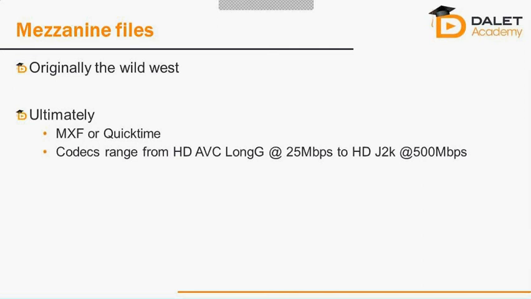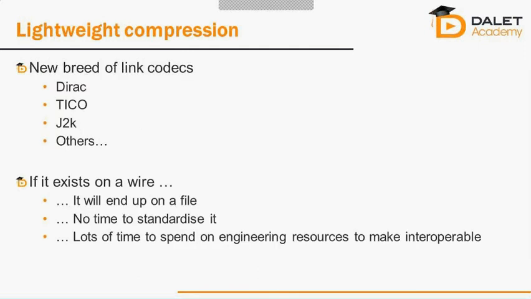Once the interoperability issues are fixed, it makes a lot of sense to try and commoditize the hardware and the transcode software and the I/O software that you're using. However, we're starting to move out of that stable environment into a more random environment. As IP transport starts to show its face, we're starting to see new breeds of link codecs like Dirac and Tico and lightweight J2K and others.